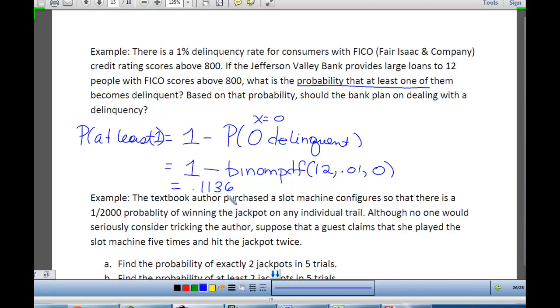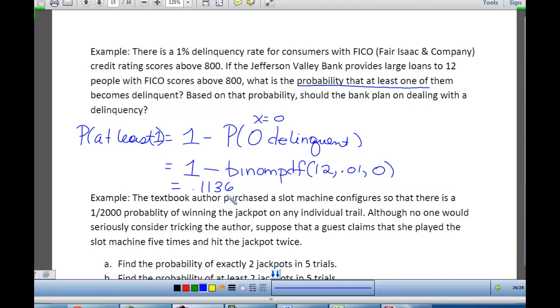Remember, and I'll emphasize this again when we go back to section 2, anything less than 0.05 we consider to be unusual. So 0.1136, that's not unusual, so they can plan on doing at least one. All right, let's look at another example.